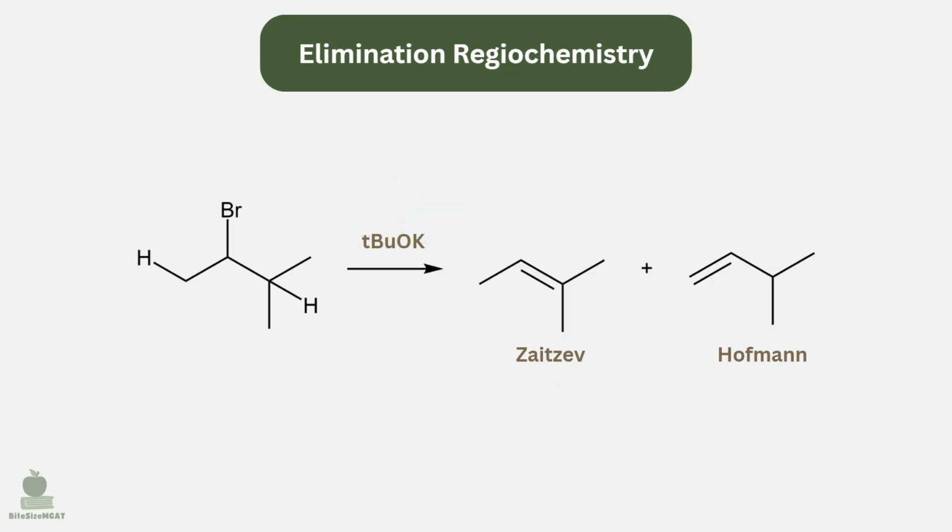Now, if we wanted to create more of the Hofmann product, we would have to use a large, bulky base. My personal favorite is this t-butoxide. Here's a picture of it. If we look at this, it is far bulkier than sodium methoxide or ethoxide. This is a large, bulky base, and as a result, this cannot cram into the small space required to remove a proton for the more substituted side. As a result, it will favor the less substituted side due to the steric hindrance. If we use a bulky base like t-butoxide, TEA, or DBN, we will favor the Hofmann product. So the Hofmann product will be the majority, while the Zaitsev will be the minority.